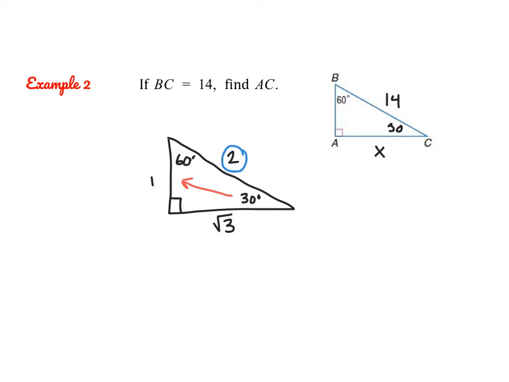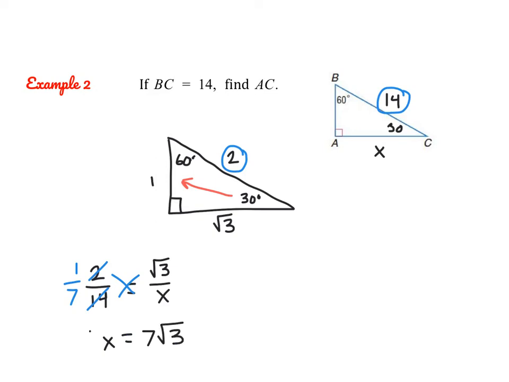Now I'm going to circle the corresponding sides that match. So I see that 2 and 14 match. So I can say 2 over 14 equals, and I'm going this side over this side, so I have to say root 3 over x. And before I cross multiply, I'm going to simplify. I'm going to divide both of those by 2. And then I'm going to cross multiply. X times 1 is x. 7 times the square root of 3 is just 7 times the square root of 3. And there we have it.